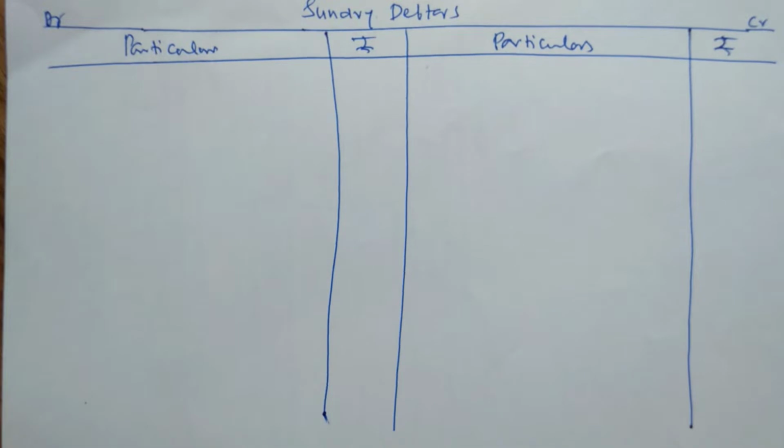In this class, I'm going to discuss the formats of total debtors or sundry debtors or just debtors account. Debtors account is mainly prepared to find out missing figures such as opening debtors or closing debtors or credit sales or cash received from debtors.